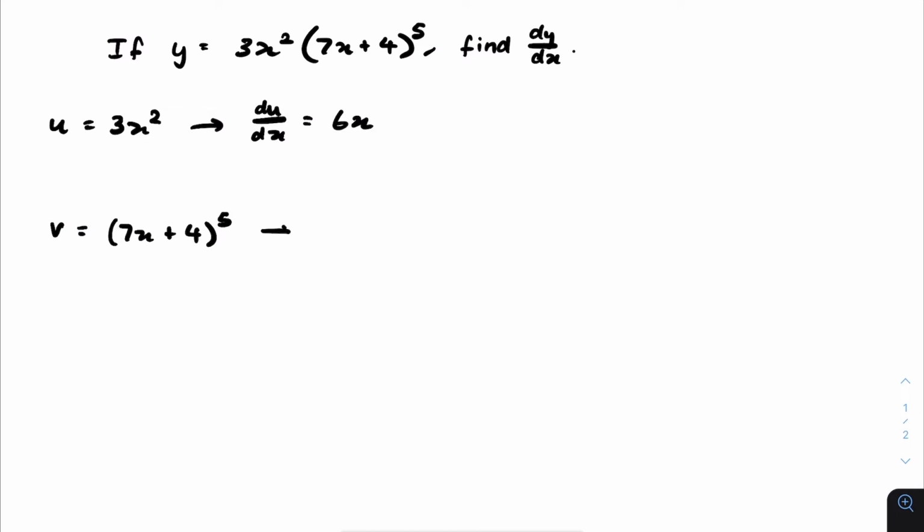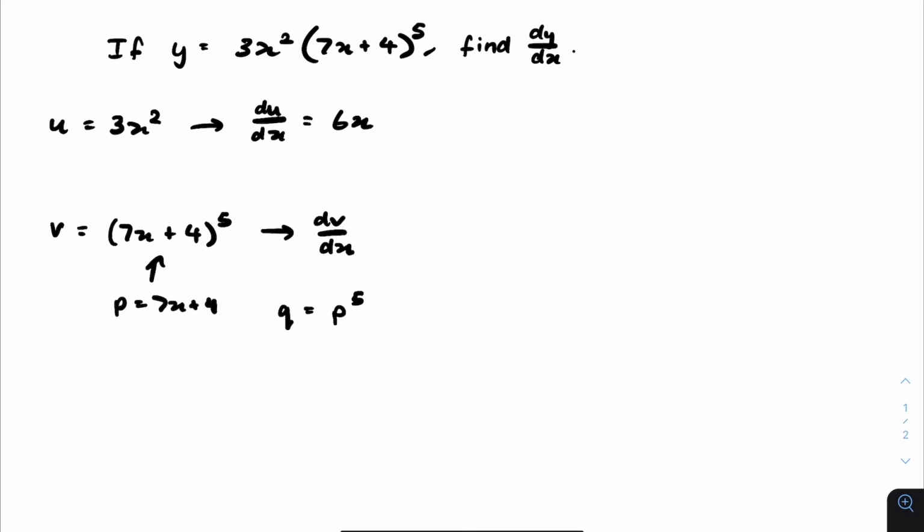Now, dv over dx will require some more work, as we need the chain rule in this case. Let me write that again. Okay, so let's let the inside part be p. So p is equal to 7x plus 4. And so let's let the outside be q. So q is equal to p to the power of 5.